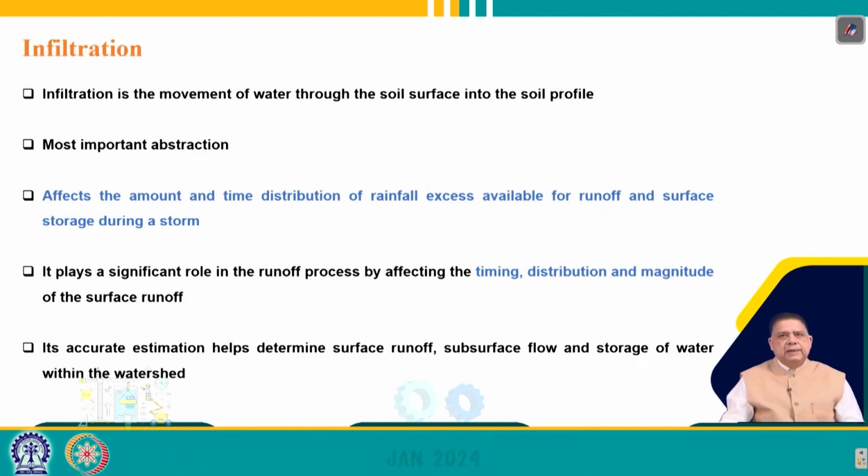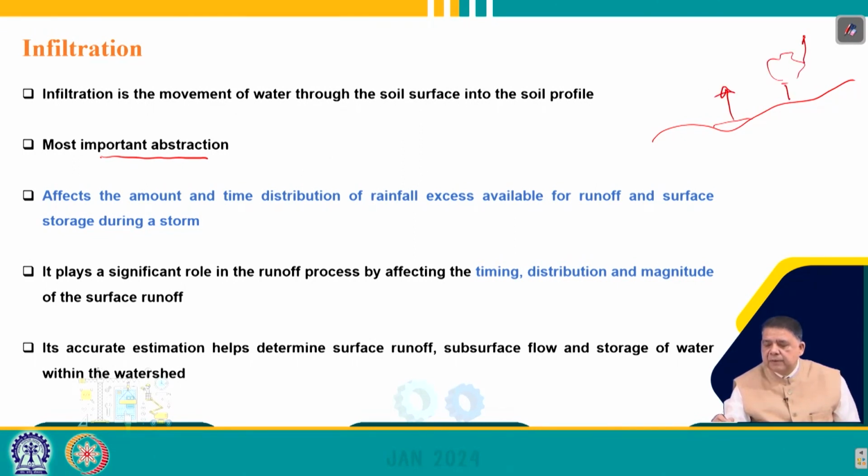Coming to defining infiltration, it is the movement of water through the soil surface into the soil profile, and it is the most important abstraction. We have already discussed various types of abstractions, and while classifying abstractions, I mentioned that infiltration is the most important abstraction. And if you remember, when we discussed the hydrological cycle, we said that when evaporation or transpiration occurs, cloud formation takes place, finally condensation occurs and precipitation occurs.